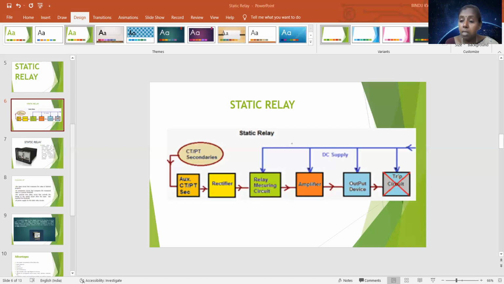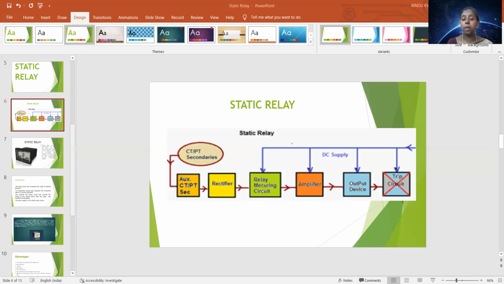Okay, this static relay will respond only to electrical signals. So if you are having some other parameters rather than electrical signals, such as heat, temperature, etc., then it has to be converted into an electrical signal. Is it clear? So any other signal, these analog signals, has to be converted into electrical signals.